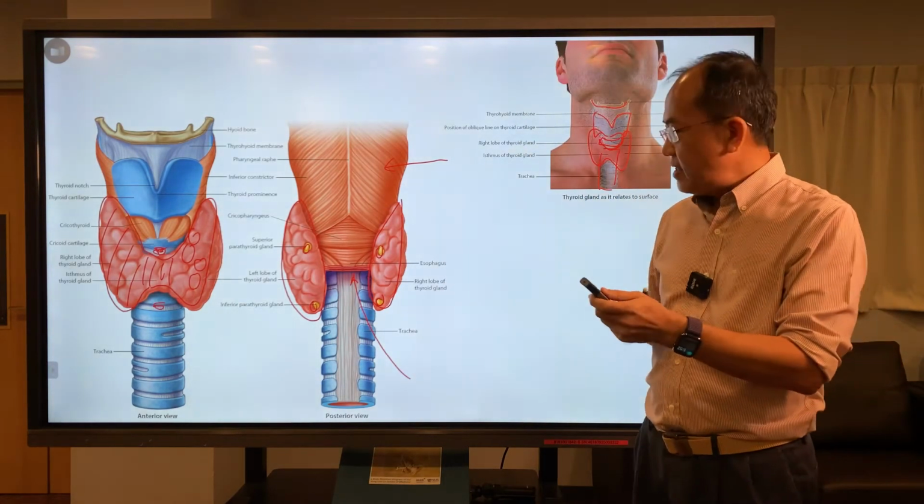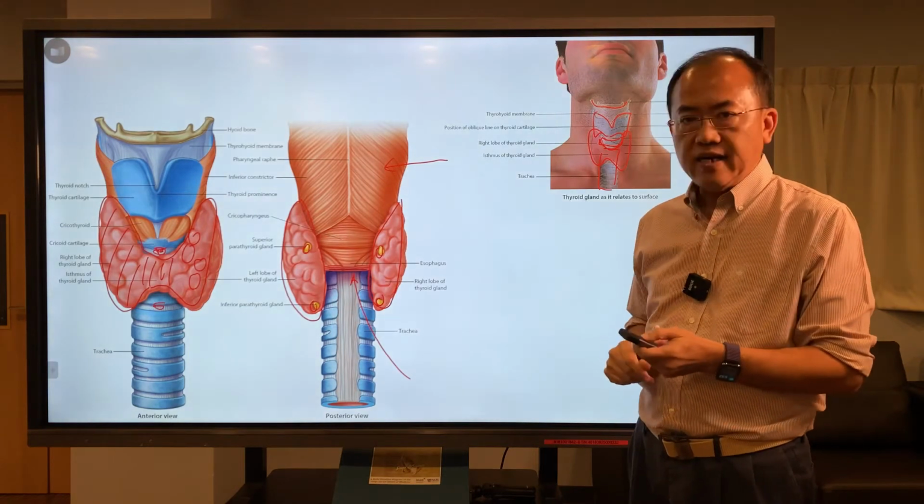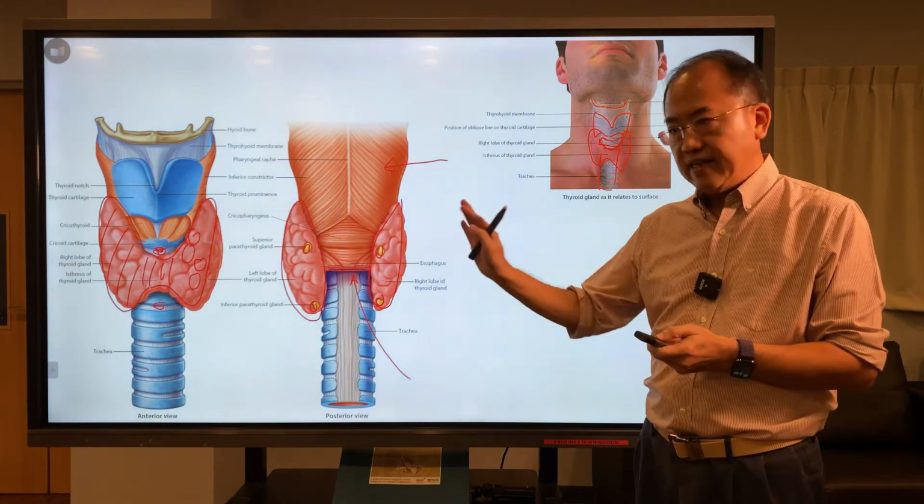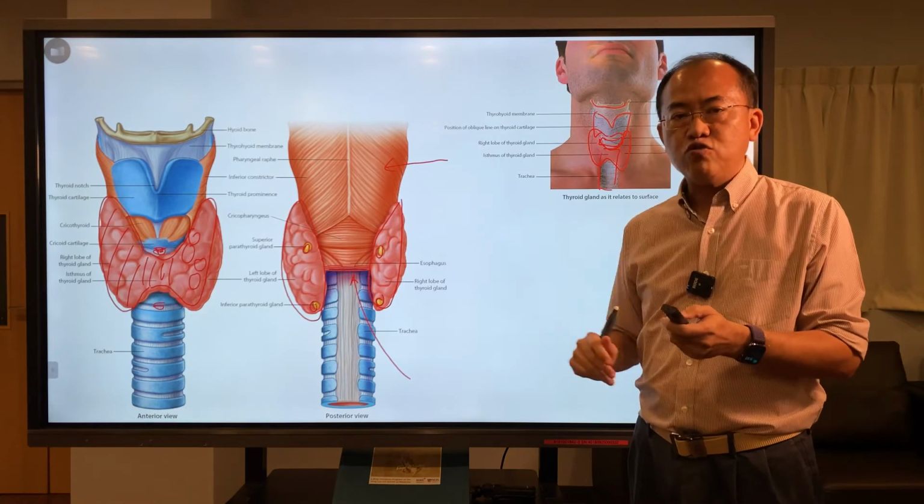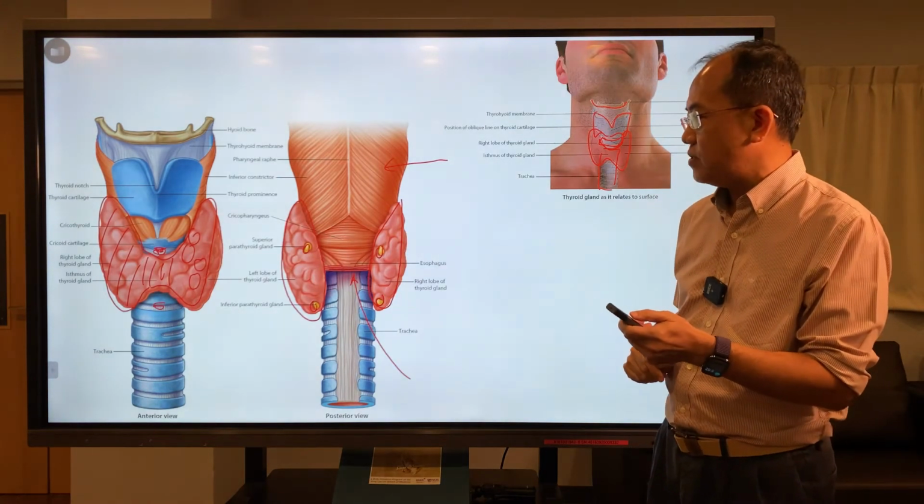So this is basically the appearance of the thyroid gland and the immediate relations to the two tubes, right?